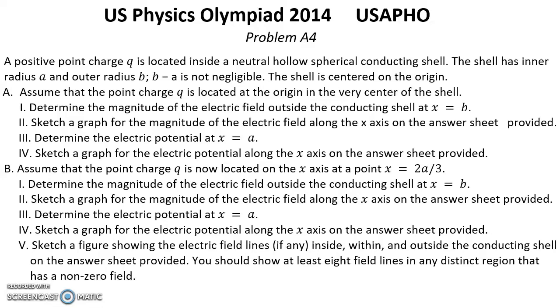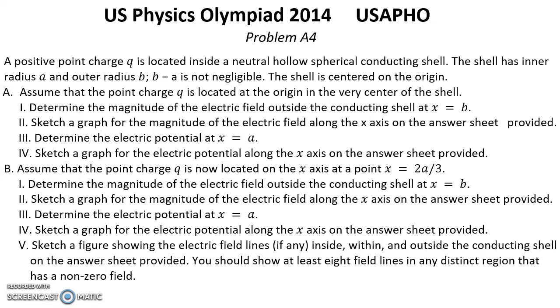Part B. Assume that the point charge Q is now located on the x-axis at the point x equals 2a/3. Question 1. Determine the magnitude of the electric field outside the conducting shell at x equals b.